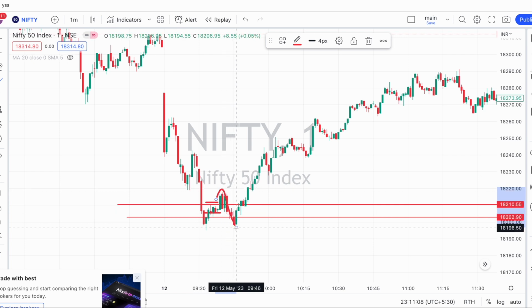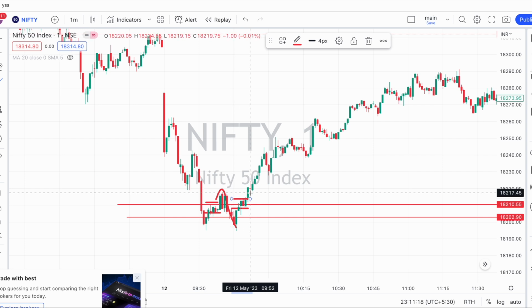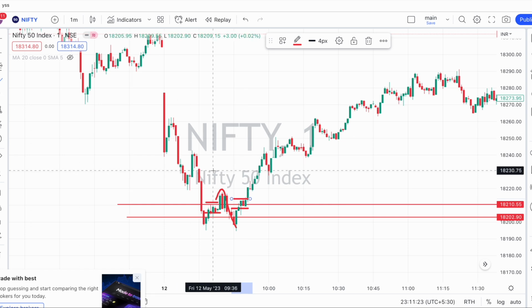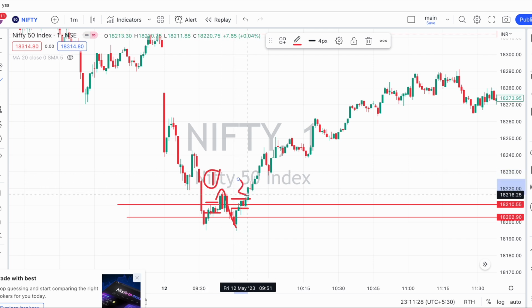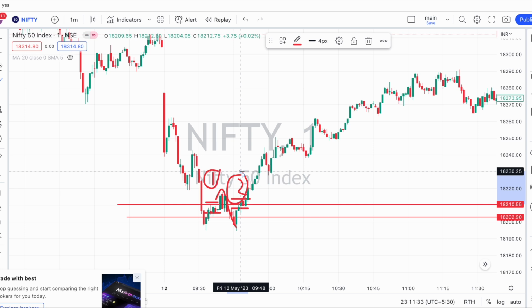Now step 2, above the edge formation, there has to be a build up. Nice, we saw a build up over here. Our step 1 and step 2 got fulfilled. This is step 1 and this is step 2. Now what is step 3? We should find an engulfing pattern.